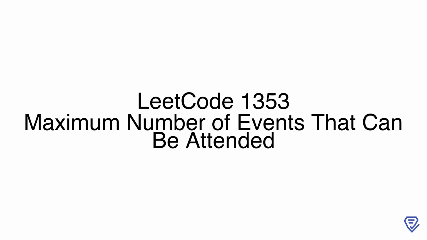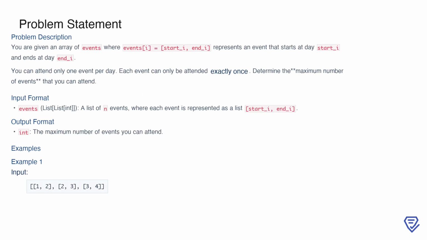Let's get started. In this problem, you're asked to determine the maximum number of events you can attend, given a list of events. Each event is represented as a pair, start_i, end_i, where start_i is the day the event begins, and end_i is the day it ends. The key constraint is that you can only attend one event per day, and each event can only be attended exactly once. Your goal is to maximize the number of events attended.